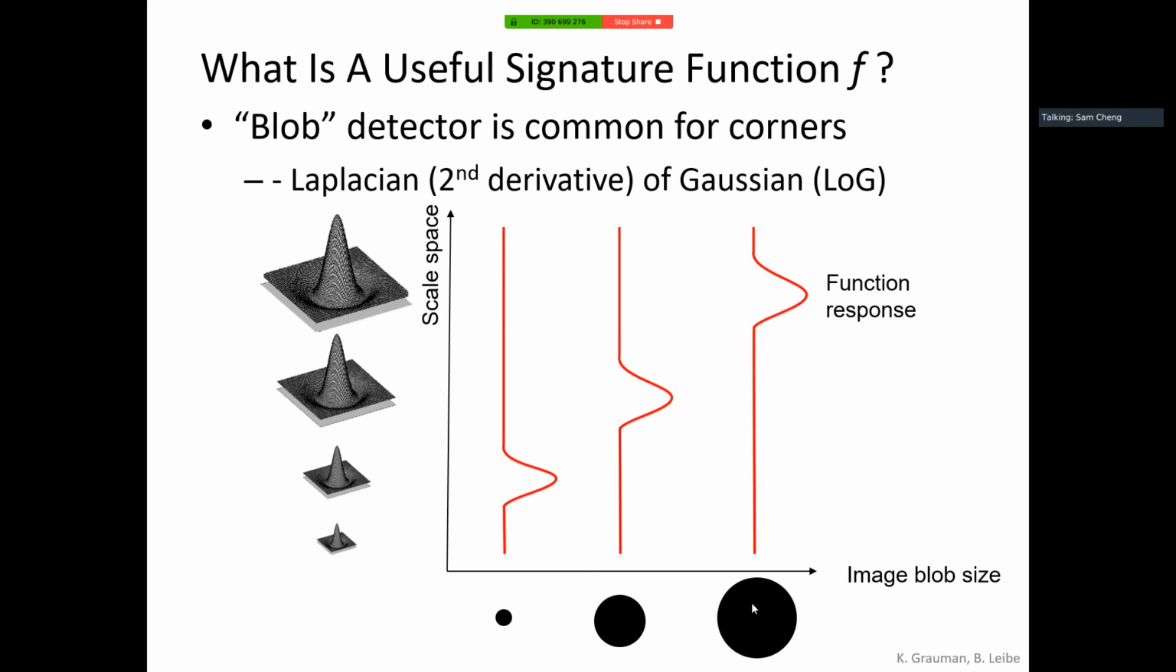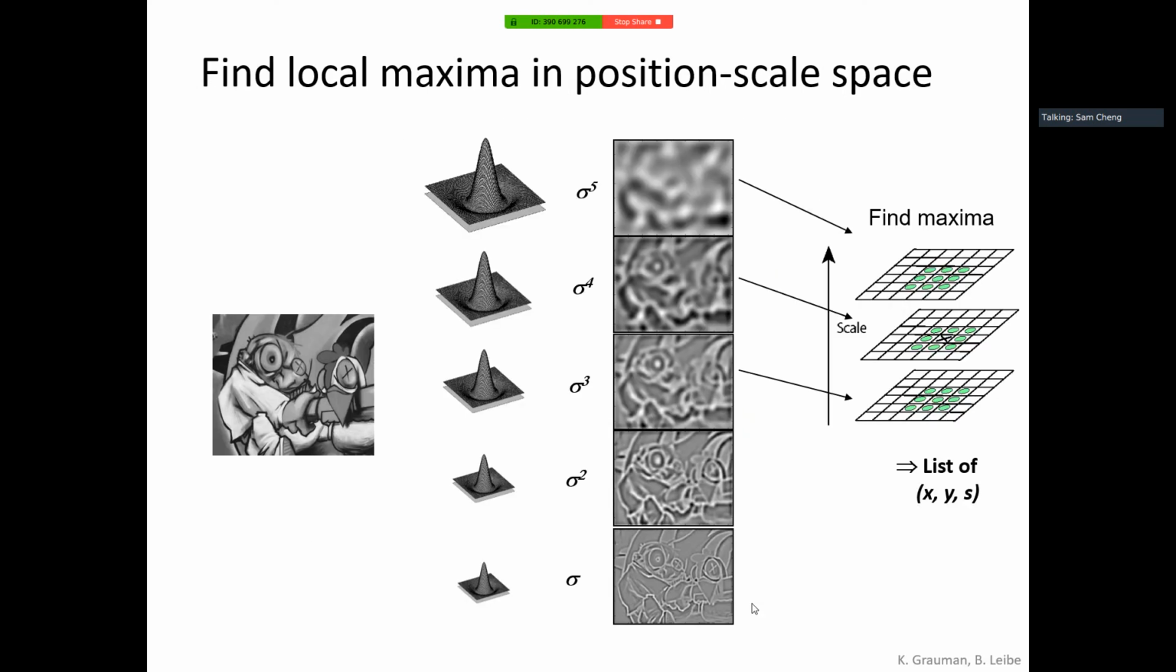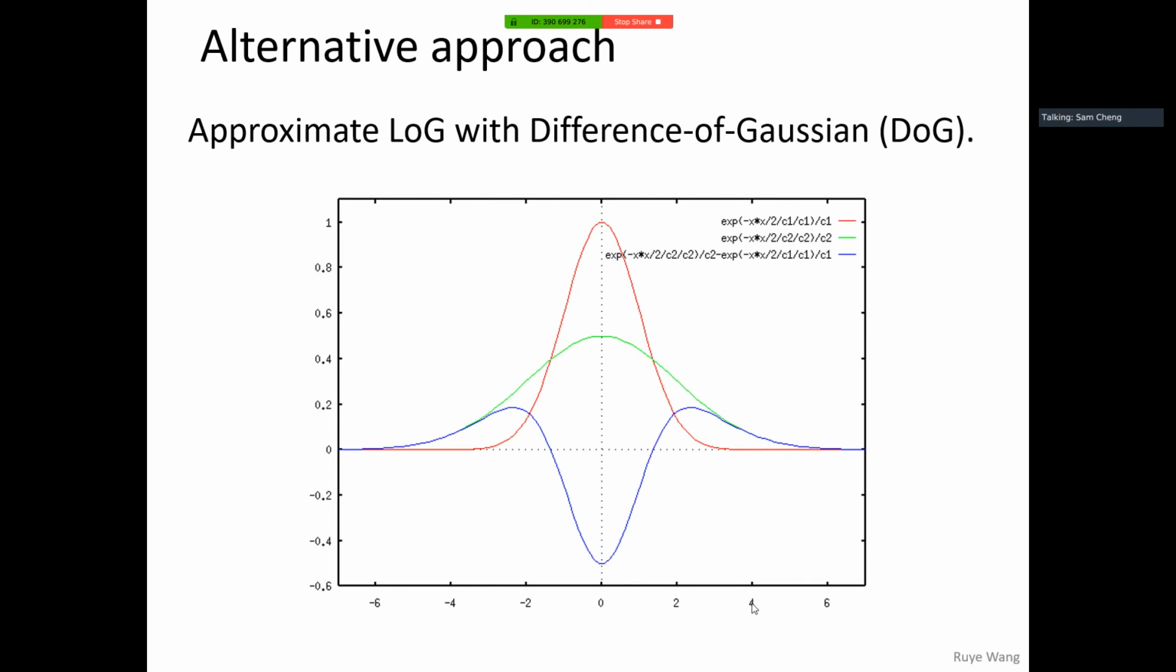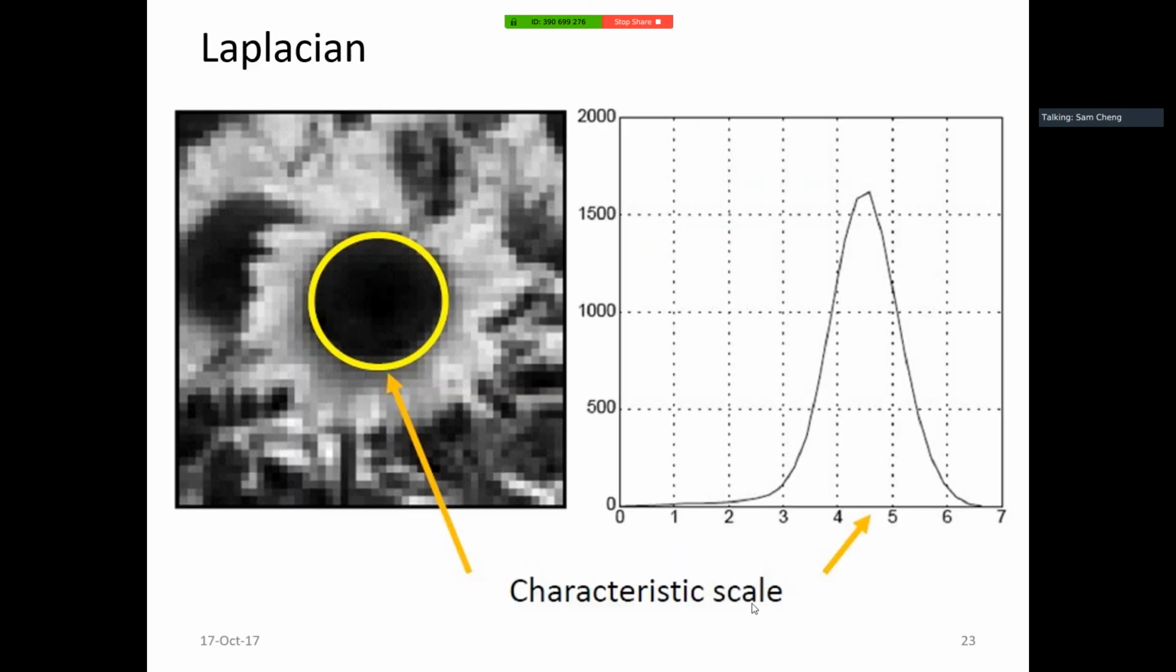In practice, SIFT does not use the LoG precisely. It actually uses a difference of Gaussian. Let me see if I can have a figure to illustrate that. Actually, I don't. That's weird. I thought I had.